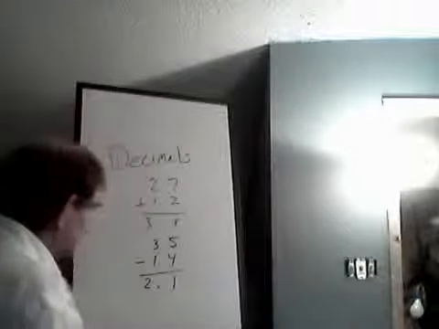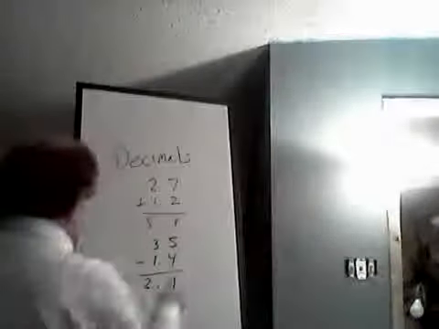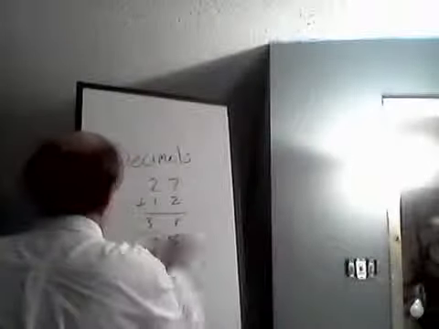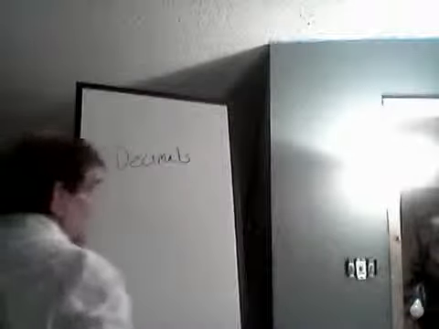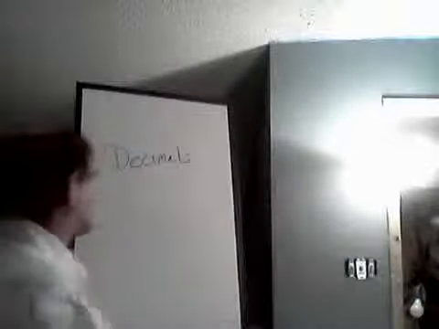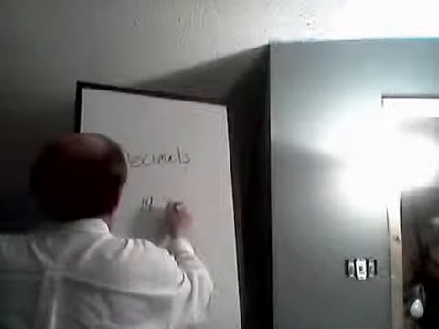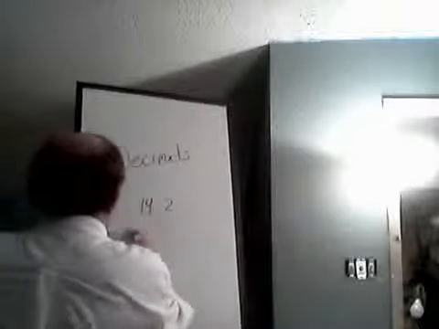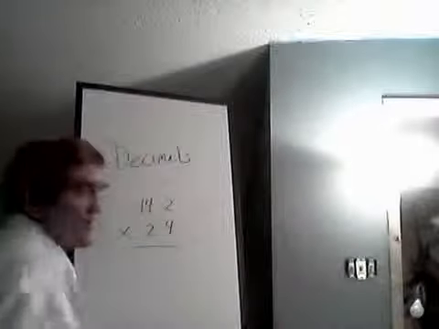Now, it gets a little trickier when you're dealing with multiplication. Let me show you why it can get a little tricky with multiplication. Watch. It's still not that difficult, but it gets tricky. Let's say I'm going to multiply 14.2 times 2.4. Okay? Now, do me a favor. Don't pull out your calculator, okay? Watch carefully. You can do it.